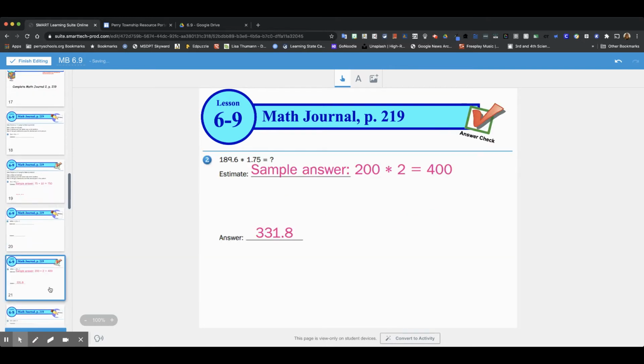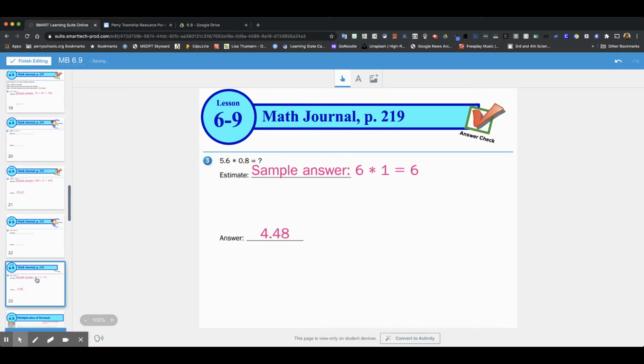Number 2, an example or a sample estimate would be 200 times 2, 400. Again, you could have done 190 times 2. It's whatever you come up with for your estimate. This seems to be the easiest one, 200 times 2. But when you actually multiply 1,896 times 175, you would have gotten 3,318. But our estimate of 400 tells us that my decimal needs to go right here, giving me an answer in the hundreds, 331 and 8 tenths.